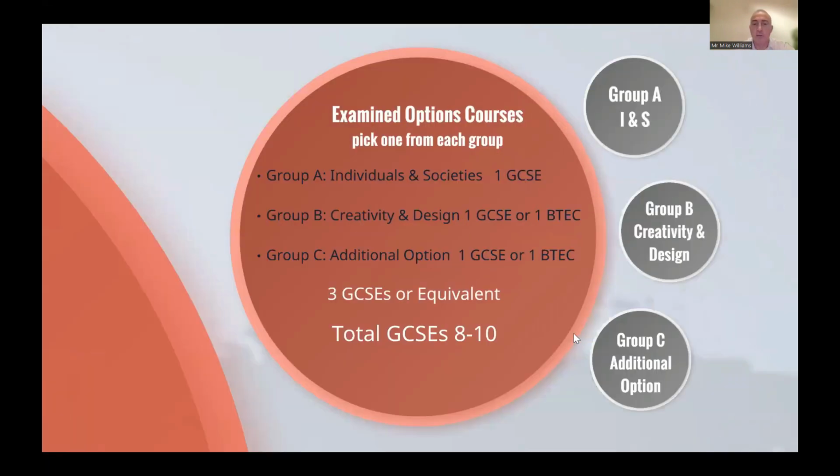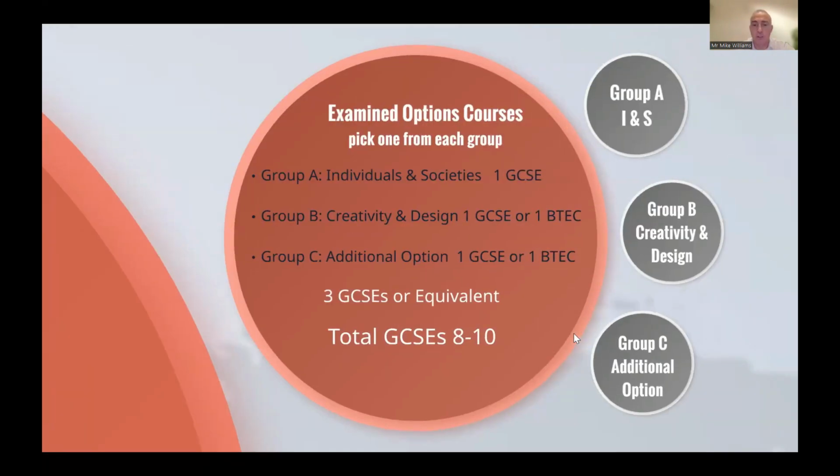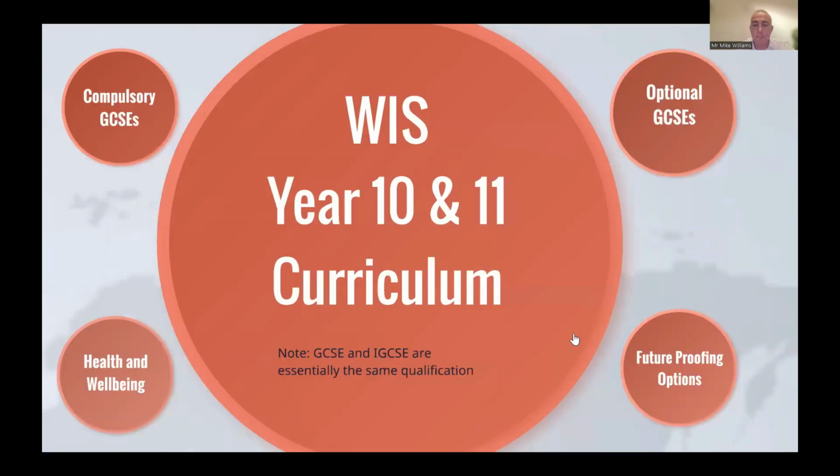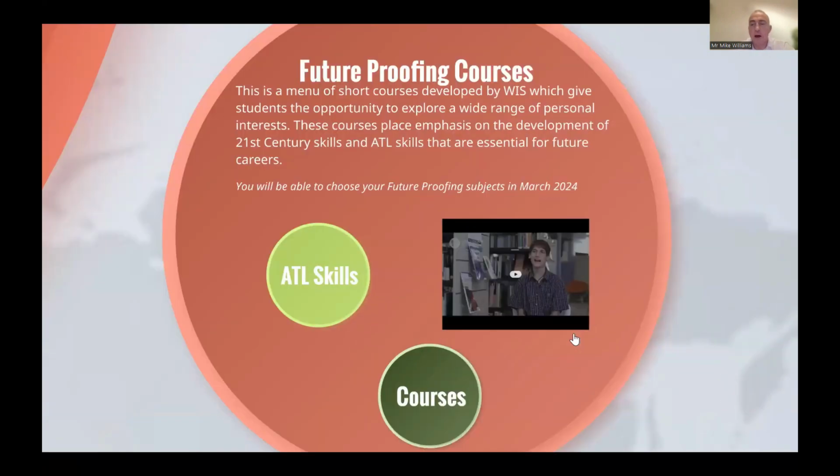Okay, so that is the 3 different options groups that we've got. We also have some more choices. These are not actually assessed qualifications. These are just short courses called future-proofing courses.